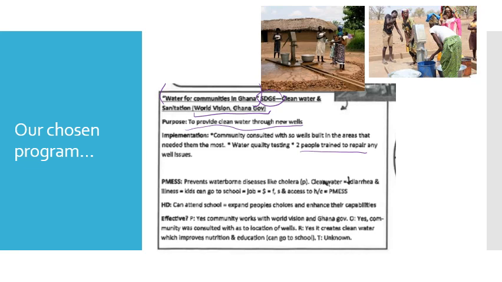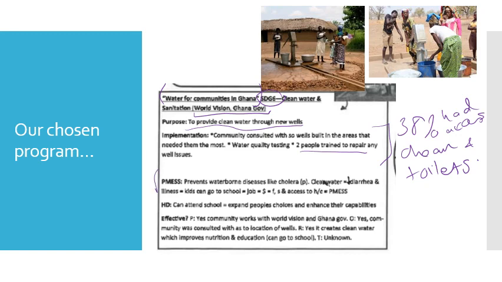This is because in this area in Ghana, only 38% of people had access to clean water and toilets. So that's really low, and it was leading to a lot of diseases, as you can imagine, and malnutrition because of diarrheal diseases for kids, and toilets. So they needed to introduce this program. So how does it improve physical and mental health?